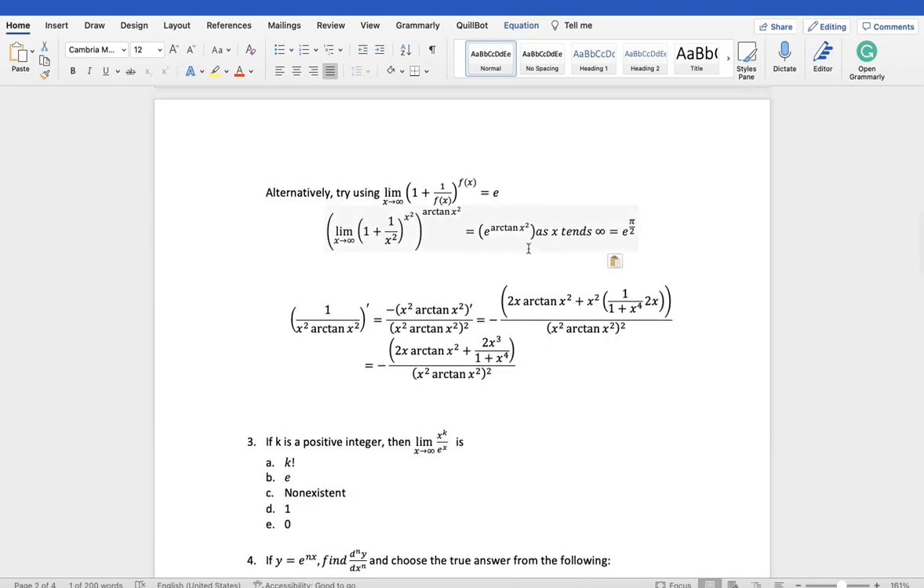The answer is e raised to positive pi over 2. Positive pi over 2. Oh, yes, but the choices we were given say the answer is e raised to negative pi over 2. Okay, so wait, just give me a minute. Oh, I think I know what's going on here.